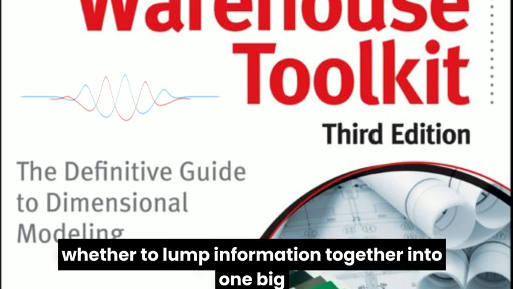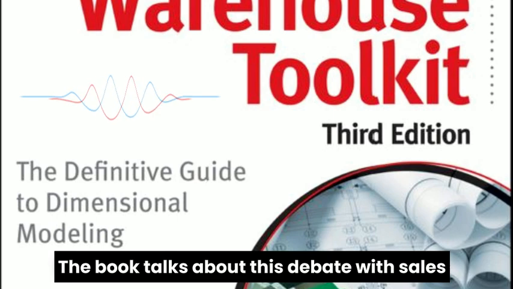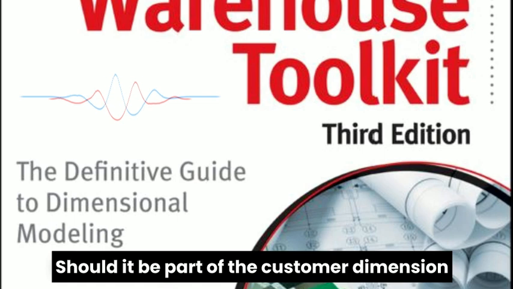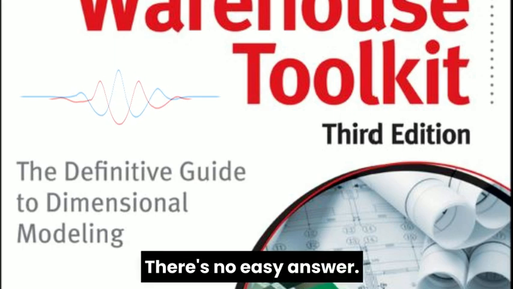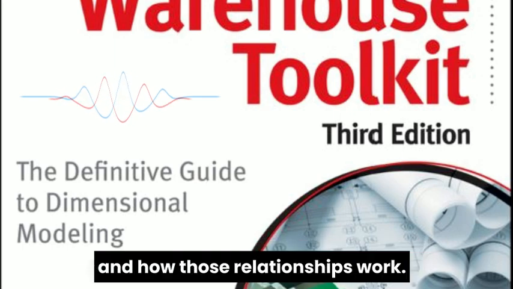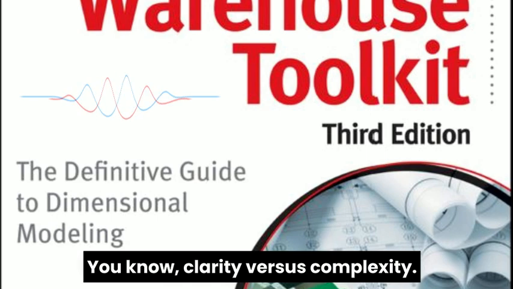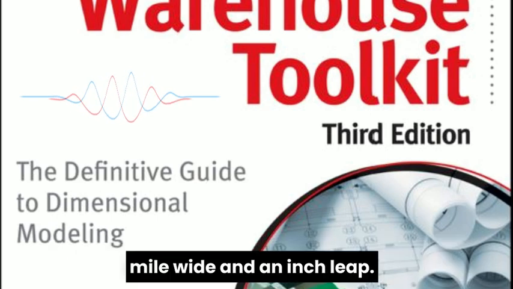Whether to lump information together into one big dimension or to keep things separate. The book talks about this debate with sales rep information. I remember that. Should it be part of the customer dimension or should it stand alone? That's a tough one. There's no easy answer. It really depends on how your business operates and how those relationships work. So you have to weigh the pros and cons, clarity versus complexity. Exactly. You don't want a customer dimension that's a mile wide and an inch deep.